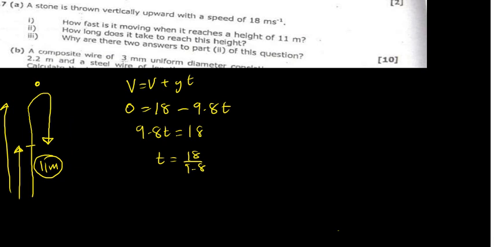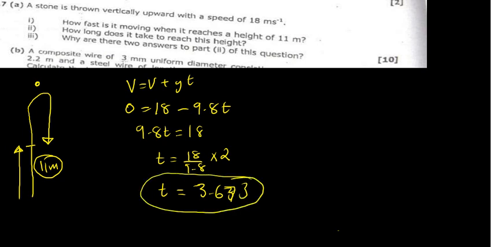So if we want to find the total time to go up and then down, just multiply this answer by 2. And that will give us the total time of flight, which is going to be 3.673. This is the total time. Now we want the time just to reach 11 meters. What are we going to do?